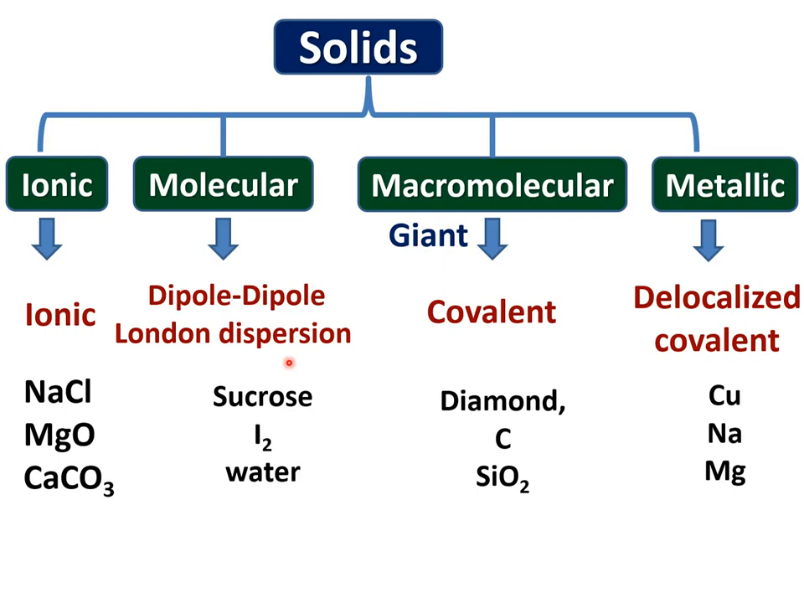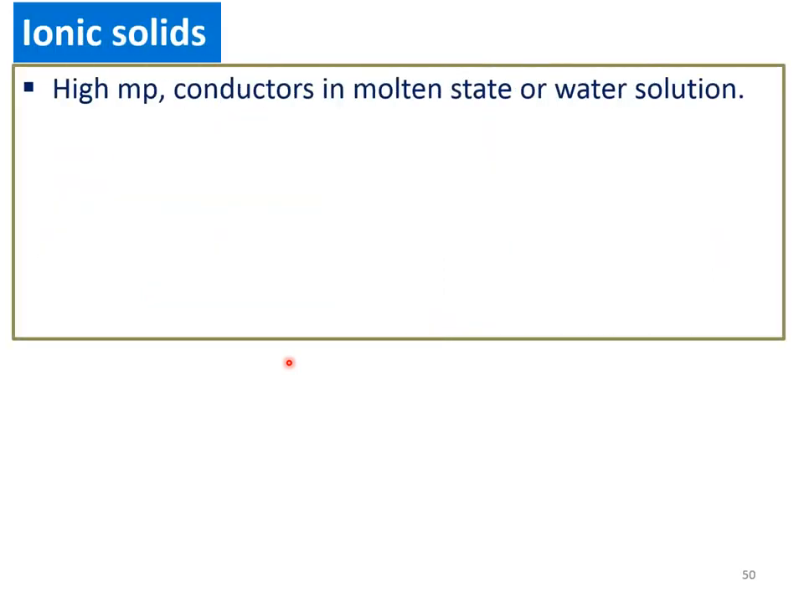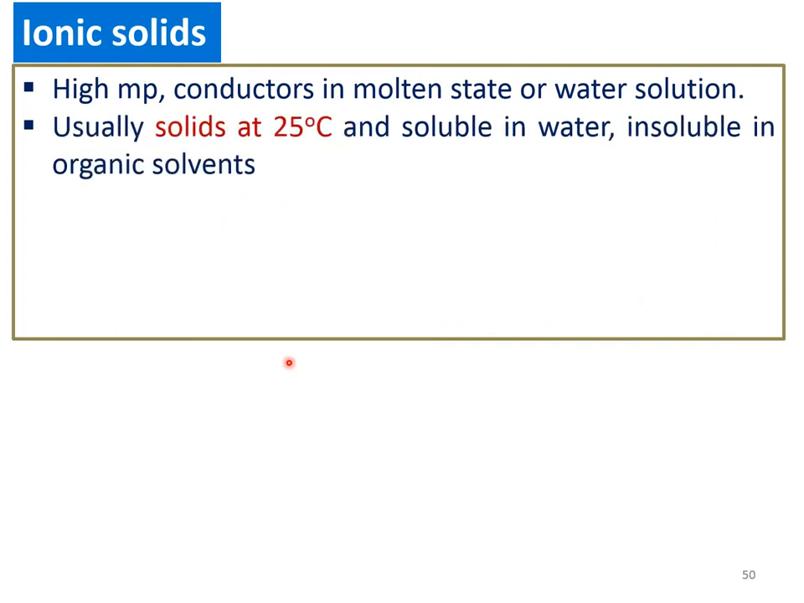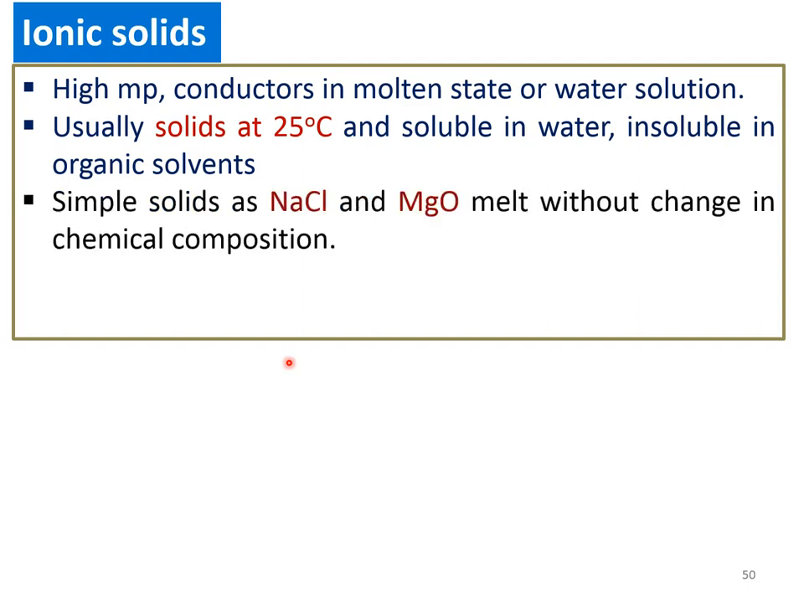The first one, the ionic solids, have high melting points. They are conductors in the molten state or in water solution. Okay, like sodium chloride, they are typically solids at room temperature, soluble in water and insoluble in organic solvents. These are some examples of them. Simple solids like sodium chloride melt without a change in chemical composition. So if you melt sodium chloride, the composition would still be sodium chloride, NaCl.